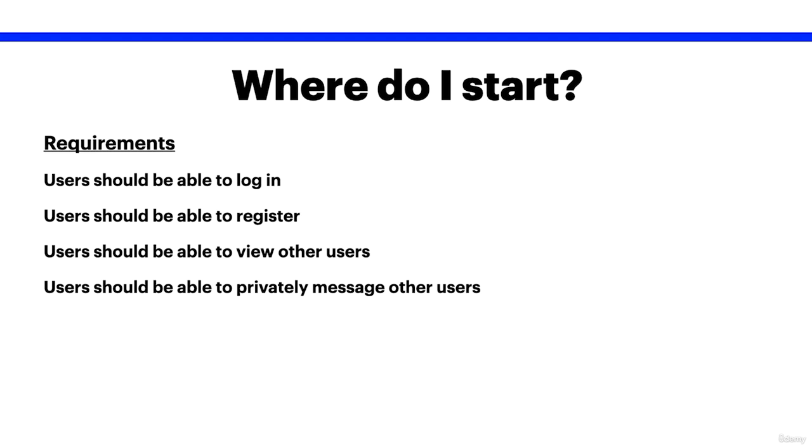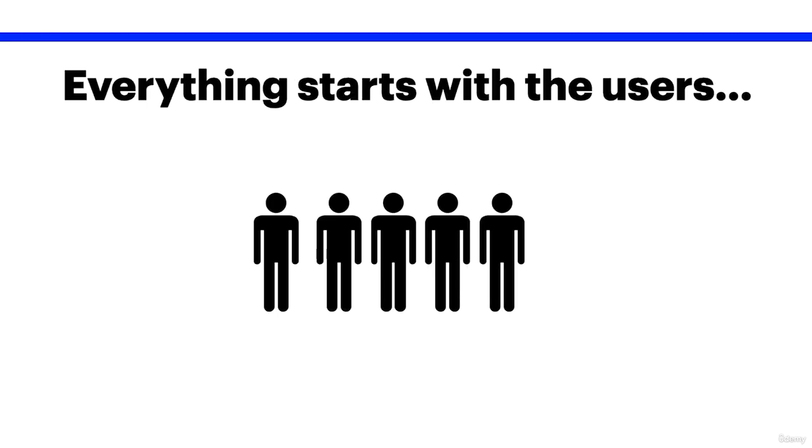If you take a look at some typical requirements that would be involved in building an application of this nature, then a list of requirements might involve things like users should be able to log in, users should be able to register, users should be able to view other users, and users should be able to privately message other users. There's a certain word there that's used over and over again, and that's the concept of users. And this is where we start. We start with our user entity, and everything starts with the users in this kind of application, and then we build the rest of our app around this.